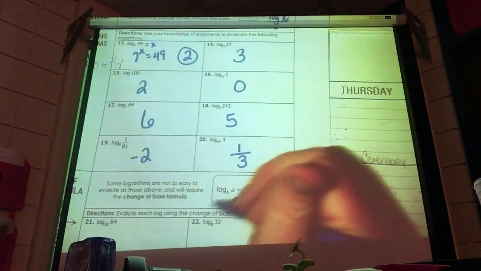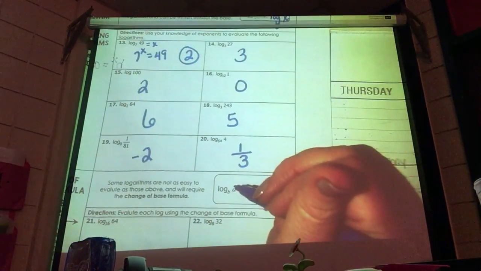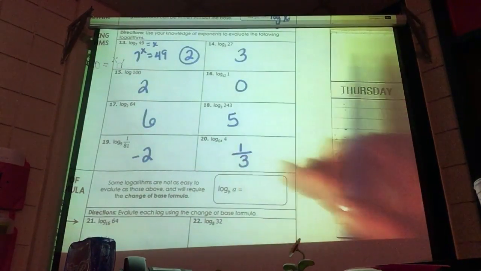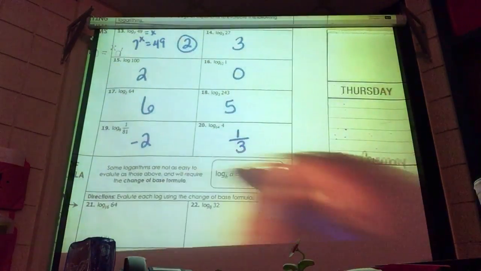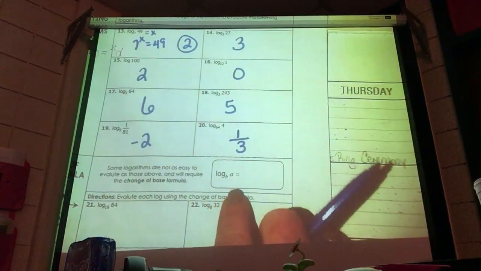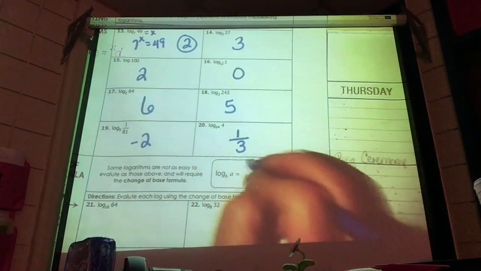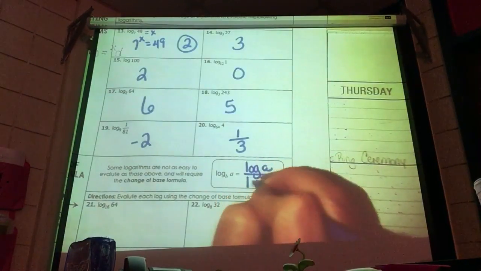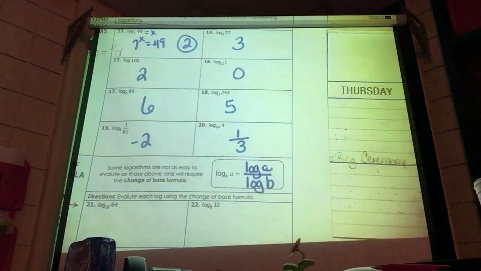This is the change of base formula. And it says some logarithms are not as easy to evaluate as those above and require the change of base formula. If I have log base b of a, I can do log of a divided by log of b. Oh, okay.